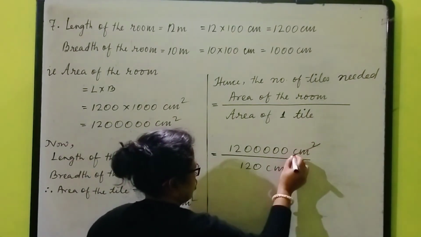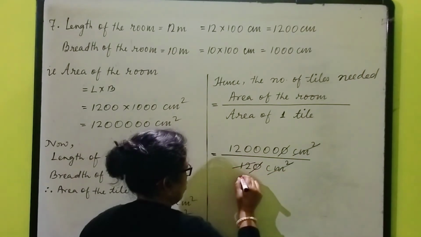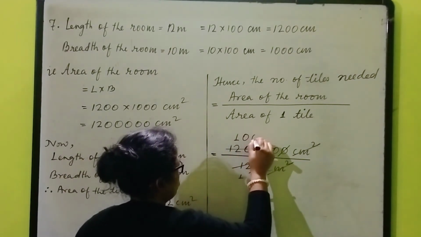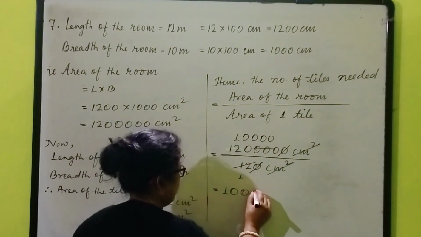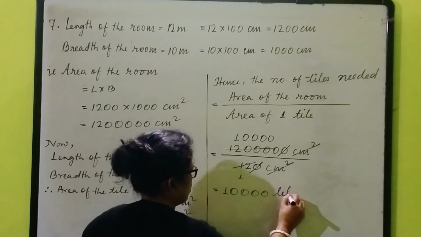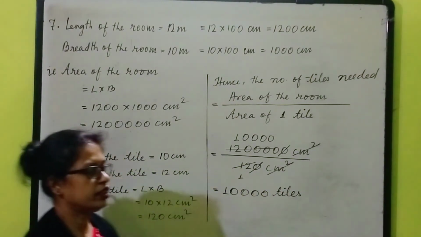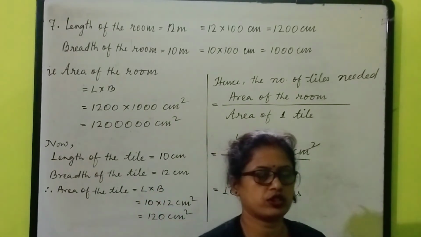Let us find out the number of tiles. 10 and 10 cancel. 12 ones are 12, 12 ones are 12. So what is the answer? The answer is 10,000 tiles. So how many tiles will be needed? 10,000 tiles will be needed. Okay? So this is all about your question number 7.